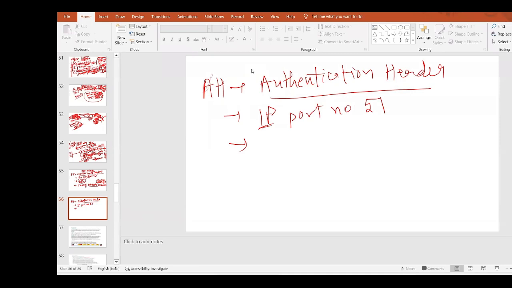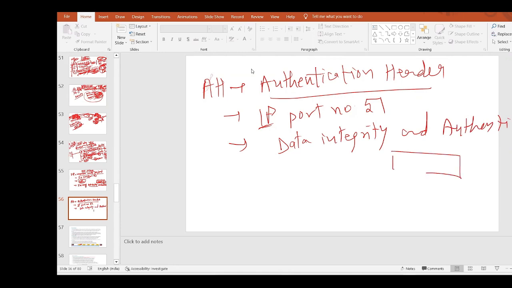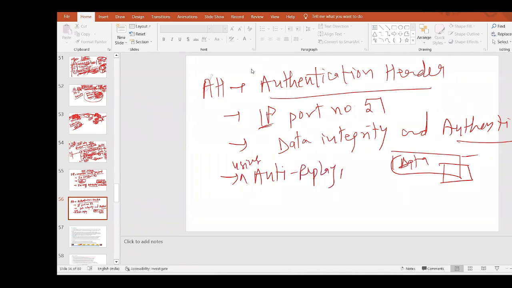But the main thing is that it's only providing data integrity and authenticity. Means what, guys? It is not providing data encryption. It's only providing data integrity and authenticity, but it is not encrypting my data. It is also using an anti-replay mechanism. What is it? I'm explaining it just now.